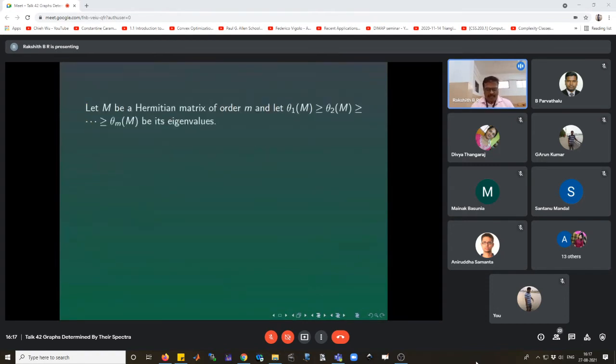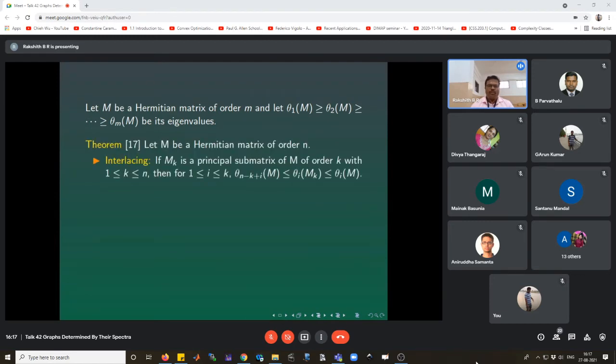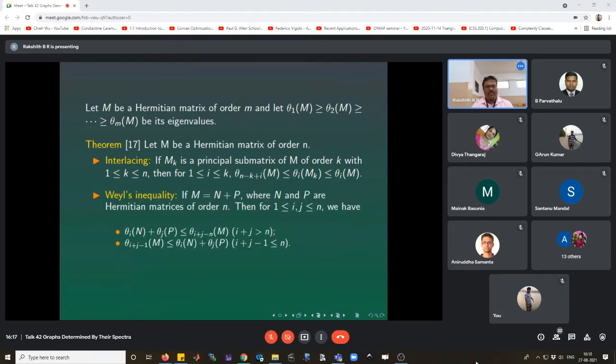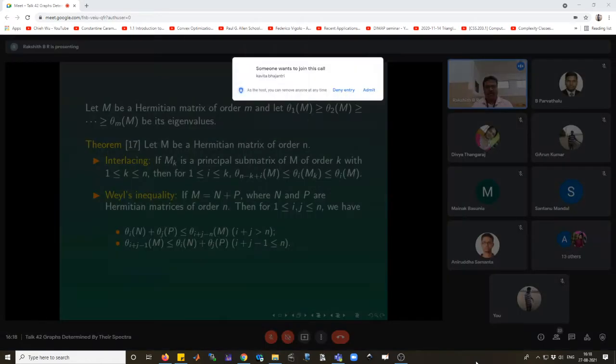And also in the study of graphs determined by the spectrum, eigenvalue inequalities play a vital role. One of the widely used eigenvalue inequalities are as follows: one is the interlacing theorem, the other one is the Weyl inequality. If you choose any paper, you won't find any paper without these eigenvalue inequalities. These are very powerful tools in the study of spectral characterization. The interlacing theorem and Weyl inequality are well known.